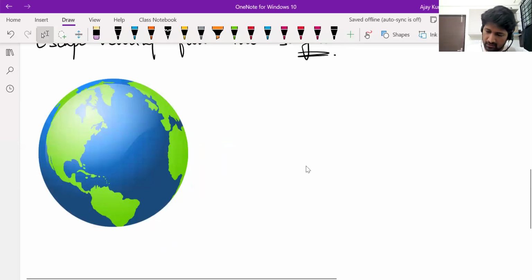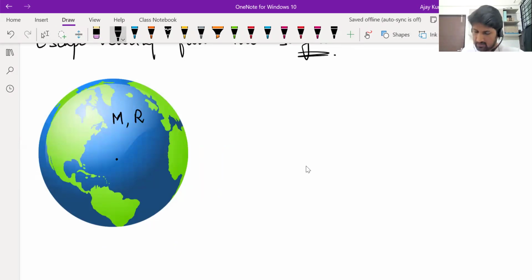Consider a planet of mass M, radius R, and assume there's an object here. The object has to be projected with some speed. That speed is what we need to derive this time. With what speed should the object be projected? Or to be more precise, with what minimum speed should the object be projected from the surface of the planet such that it escapes to infinity, meaning the final position is at infinite distance from the planet?